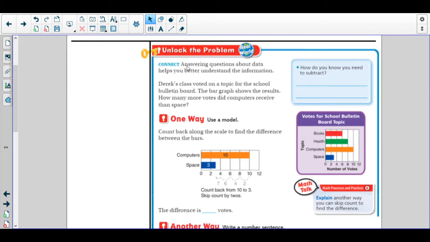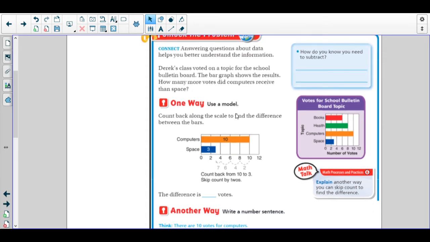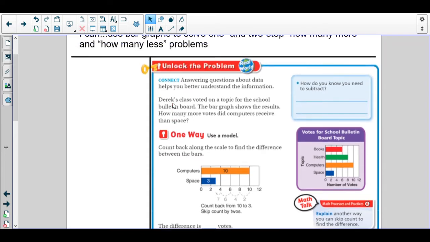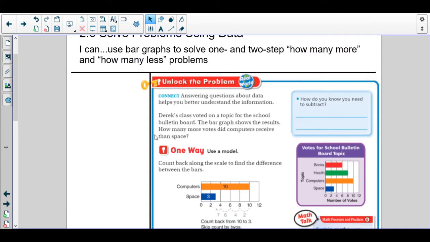So we are going to connect here. Answering questions about data helps you better understand the information. So how do you know what you need to subtract? And let's just go on through here and see. One way we can use a model. So count back. Well, what was the problem that we were supposed to solve?